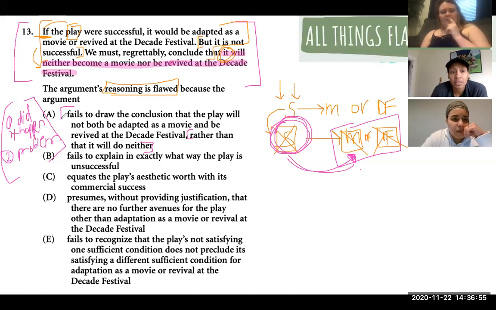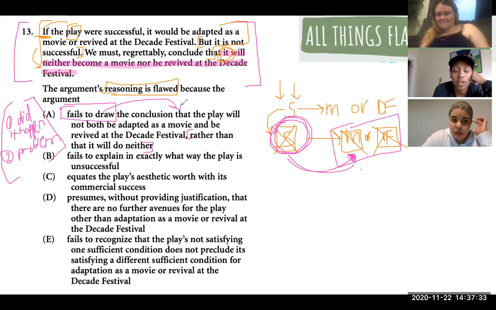What does fails mean? Fails to draw the conclusion? Okay. Fails to draw the conclusion that the play will not be. So what fails to draw means is it does not draw the conclusion. So it does not draw the conclusion that the play will not be both of these things, rather than it will do neither. Technically, this happened. Technically, we do not draw this conclusion, right? Right. Yes. So we would say yes to the first question, ironically.